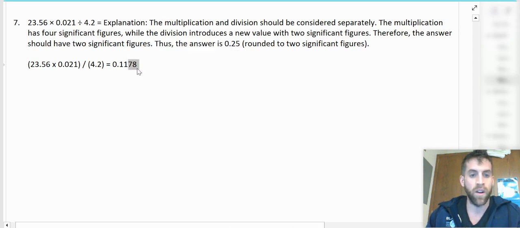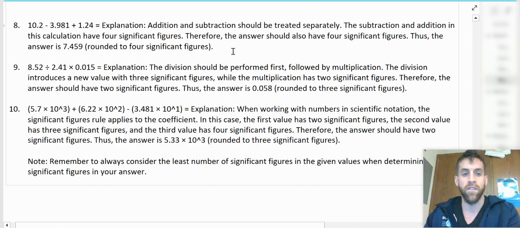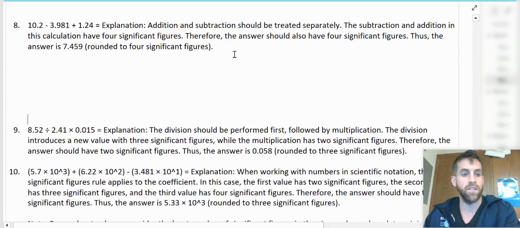The 0.1178, the 7 is in the third significant figure, and that rounds this up to a 2. So we get a 0.12. Okay, almost done. Look at this.